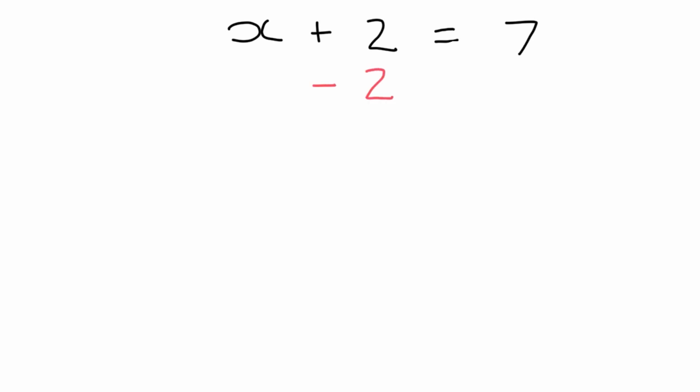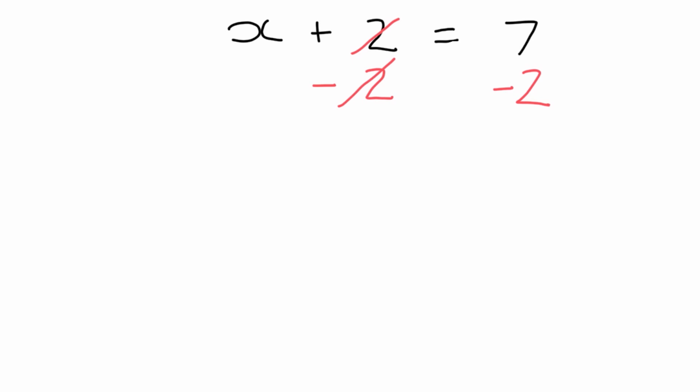Now, why would I do this? Well, if you have plus 2 and then minus 2, together that equals 0. So it's like it disappears. And these will cancel out. Plus 2 and minus 2 is 0. But what I do to one side of the equal sign, I have to do to the other. So that's one rule that we have to follow.